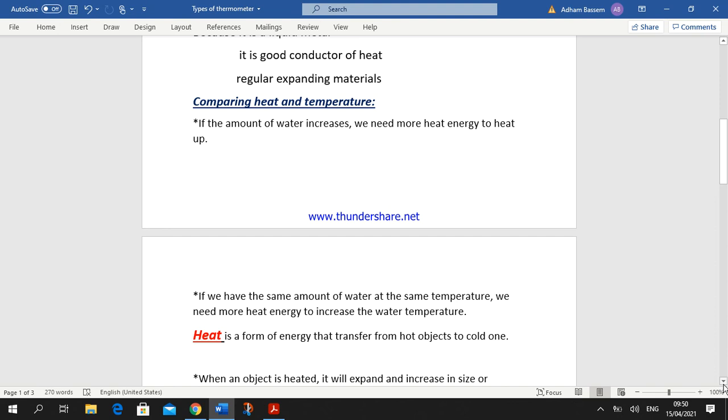Heat is defined as a form of energy that transfers from a hot object to a cold one, or from a hotter surrounding to a cold one, from a higher temperature object to a lower temperature object. So the heat always travels in one direction, flowing in one direction.